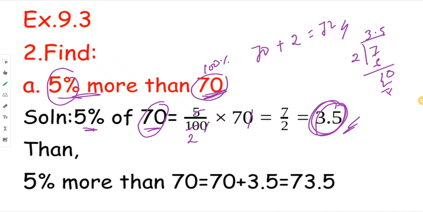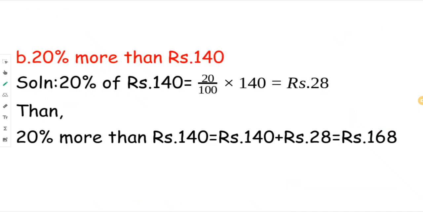So you can see here, 5% more than 70, like I said, 70 is the 100%, right? And then 5% is how much? 3.5. So we just have to add these two, and that is how we'll get 73.5. Alright, same thing again, 20% more than 140. The first thing, we'll try to find 20% of 140, right? So 20% means 20 by 100 into 140.